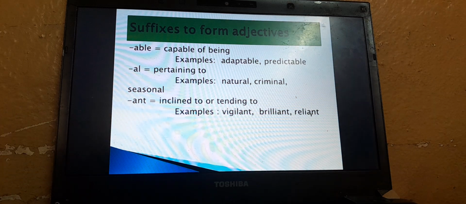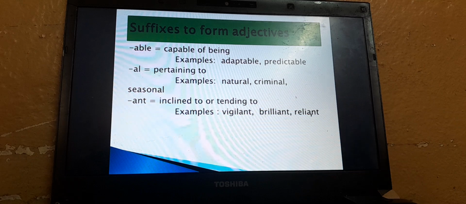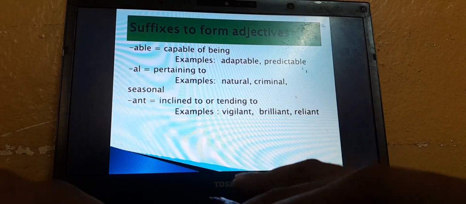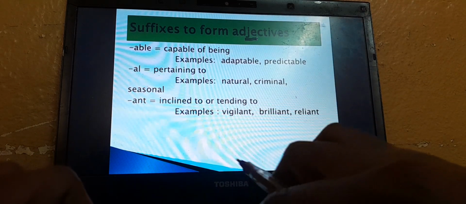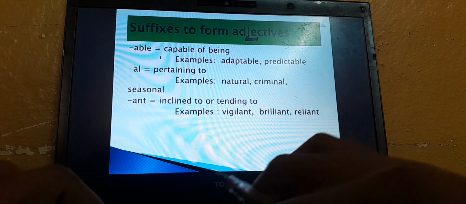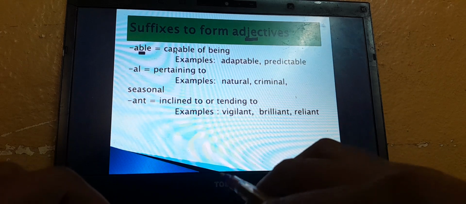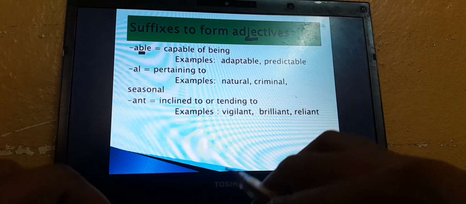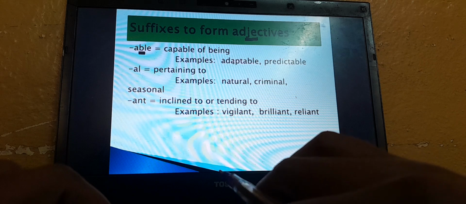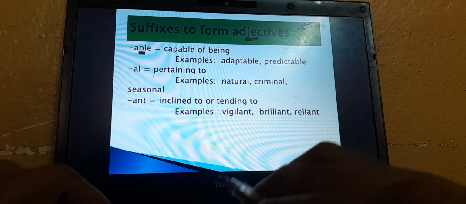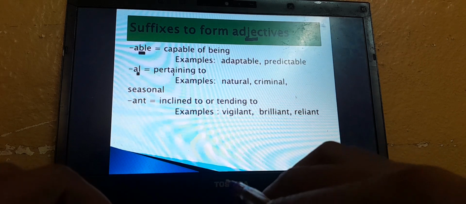Okay? Similarly, as we have seen examples of suffixes that can help us to form nouns, there are suffixes that can also help us in order to form adjectives. For example, let us try to see the following ones. Able: its meaning is capable of being. Examples: adaptable, predictable.